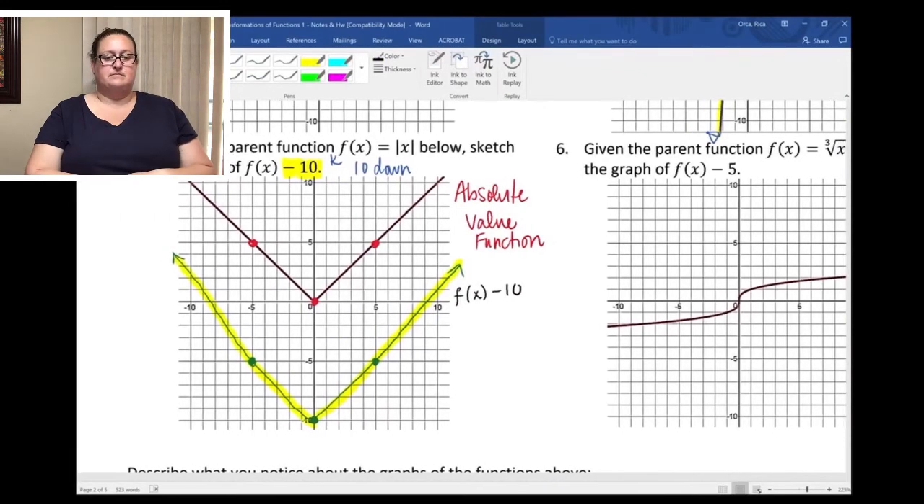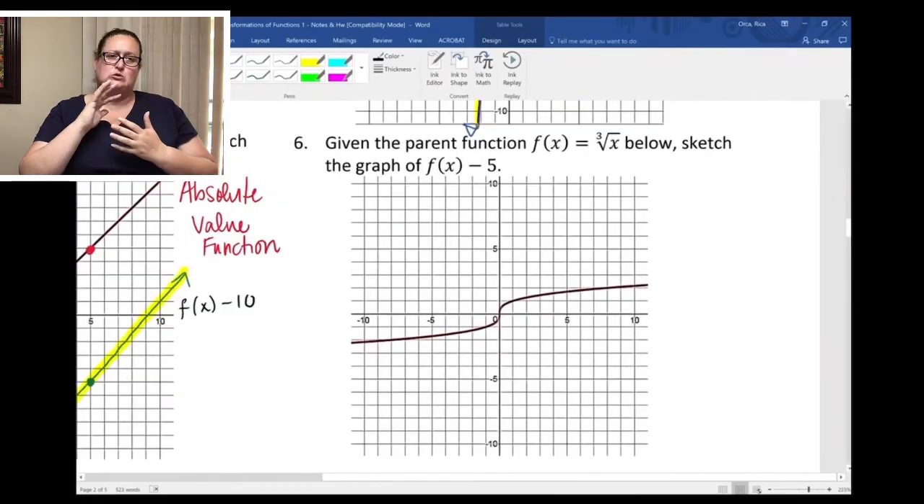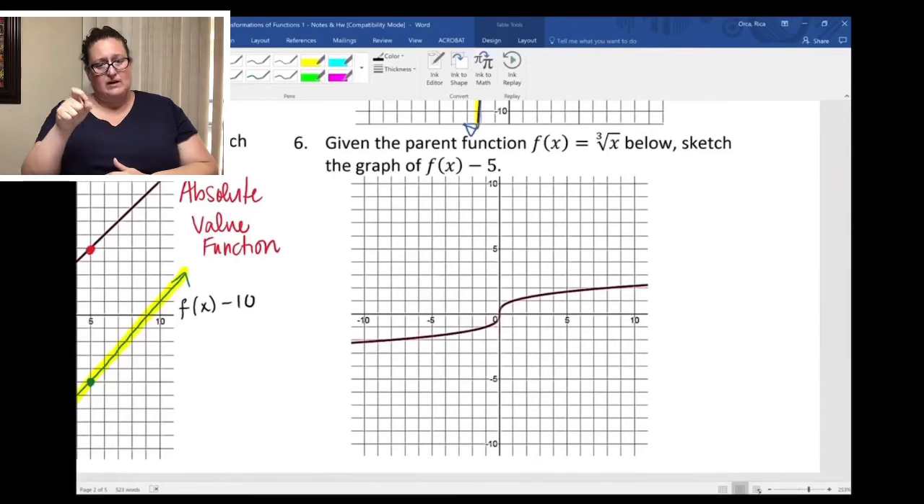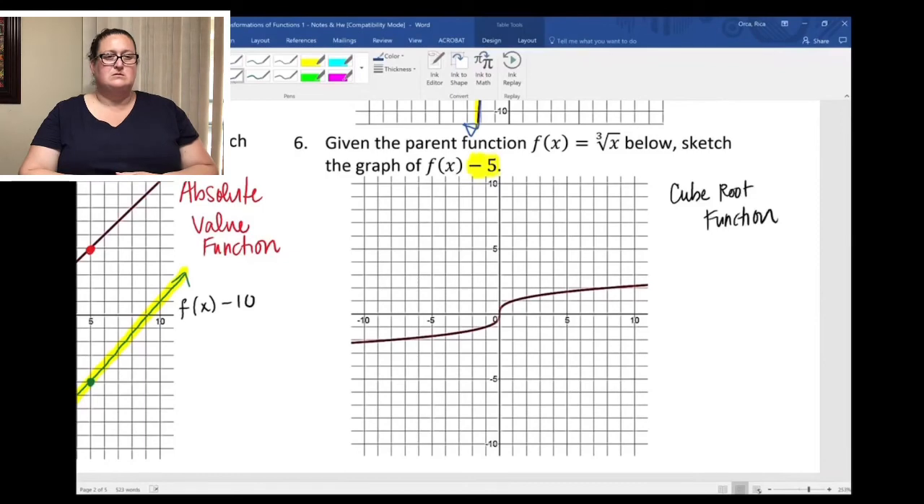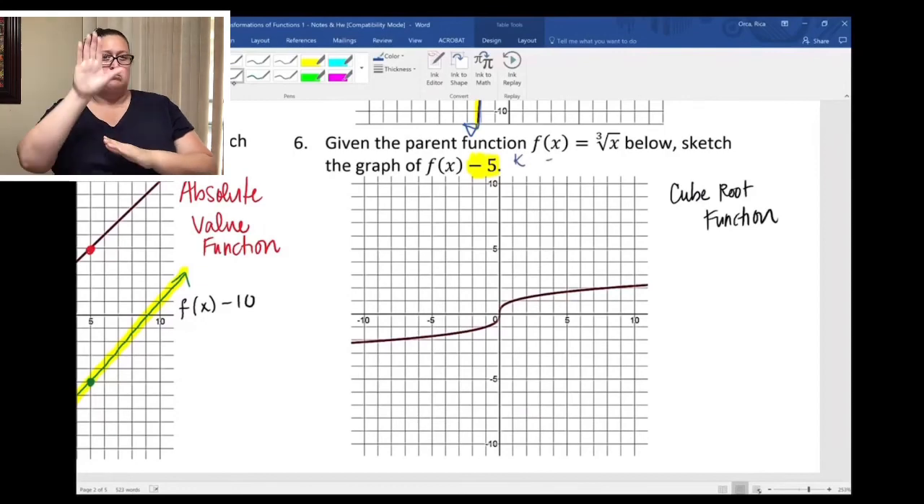Let's look at our last graph. Given the parent function f of x equals the cube root of x, sketch the graph of f of x minus 5. So this looks like an S. We know that this is a cube root function. We have the minus 5 that's outside. That's our k value. That means that we're going to translate the graph 5 units down.